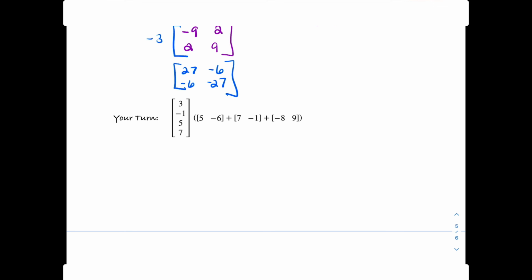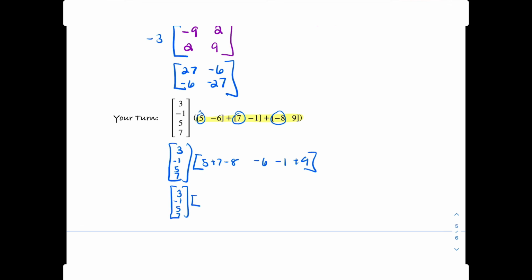Okay, again, I'm going to start by adding those 3 matrices inside the parentheses first. So all you do, remember, to add matrices, is add corresponding entries. So that'll give me 5 plus 7 minus 8. And our second entry will be -6 plus -1 plus 9. And so we have the column matrix 3, -1, 5, 7 multiplied by the row matrix 4, 2.